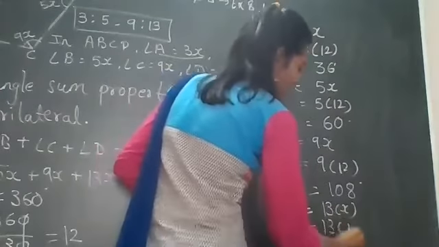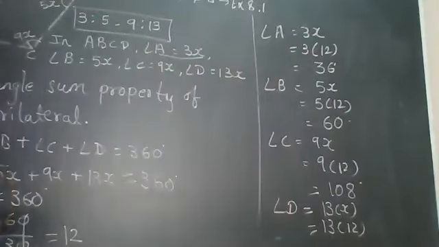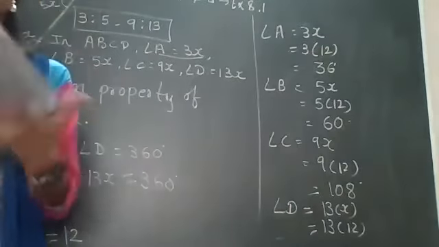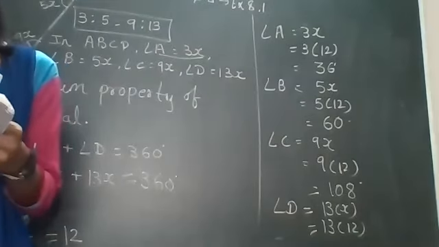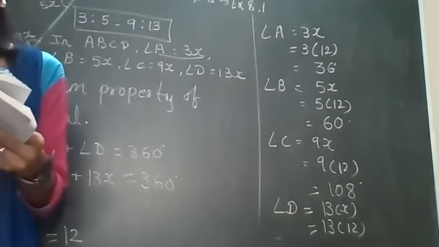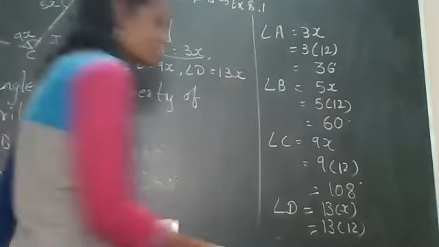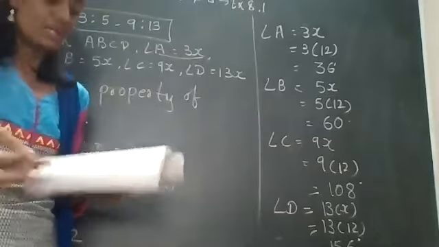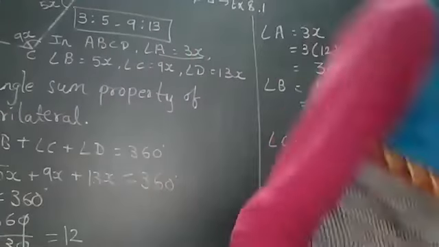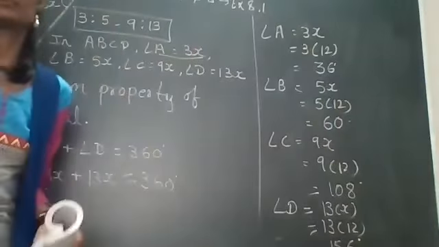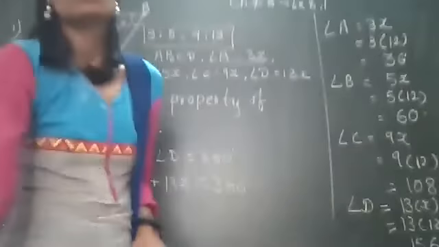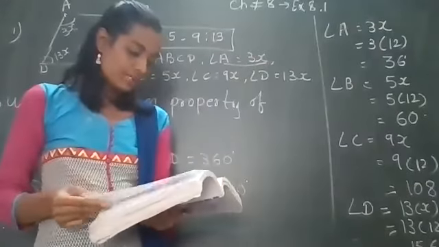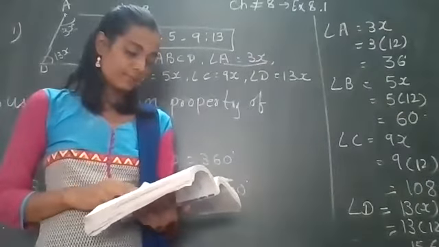So 13 into 12. Multiply and tell me the answer. 156. Everybody got the same answer? Yes. Okay. Like this way, we have completed this chapter also. Write it down if you want to. We have completed chapter 8 here, because the rest of the exercise is omitted by the government, so we are not going ahead.